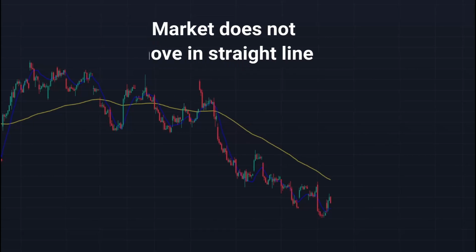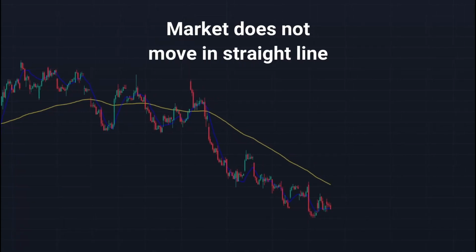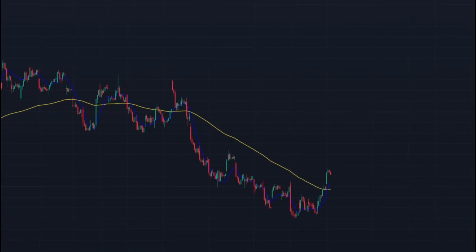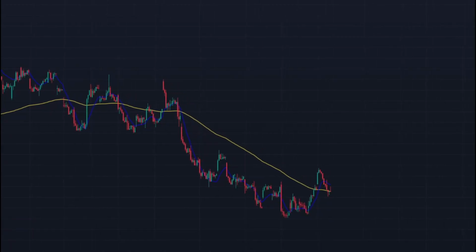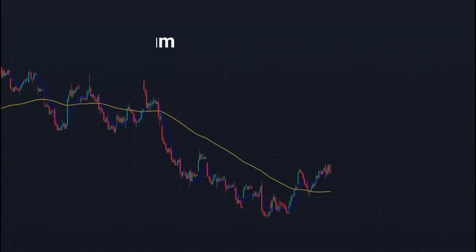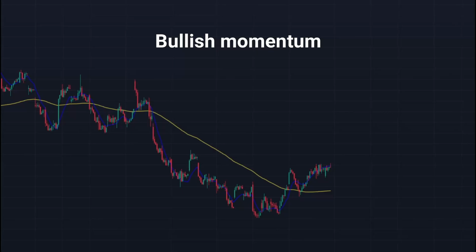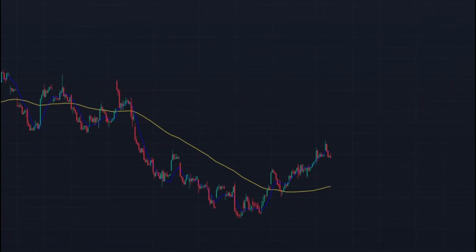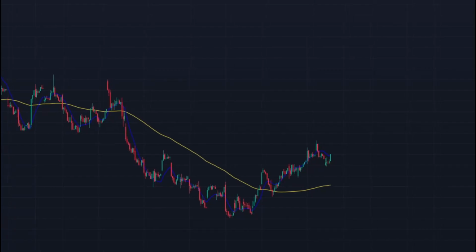The market does not move in a straight line, and it is always going up and down. This is especially true in the short term, which the 21-period moving average line indicates. When prices are making higher highs and higher lows, it indicates that there is upward momentum in the market. This is because buyers are willing to pay more for the assets and sellers are willing to sell for less.